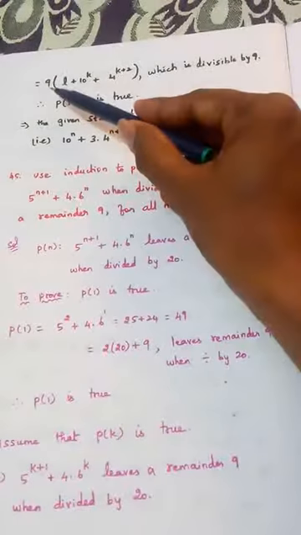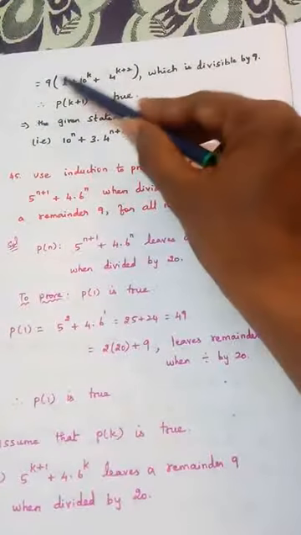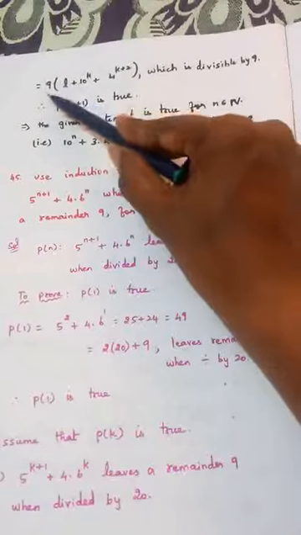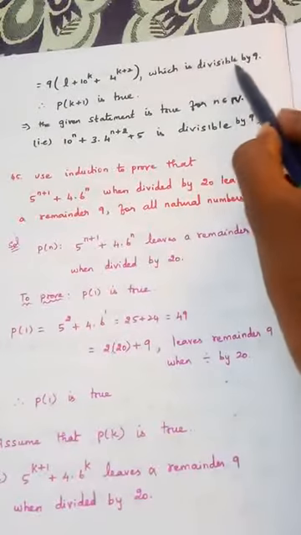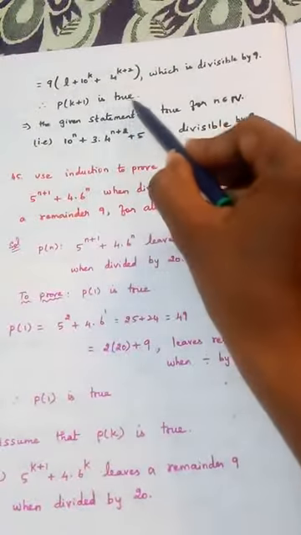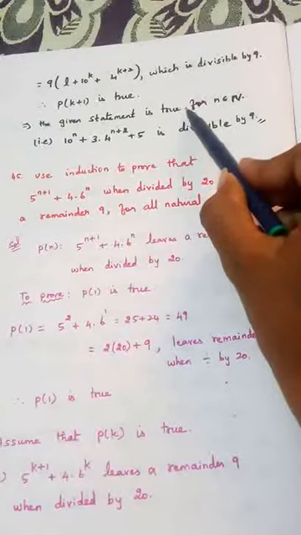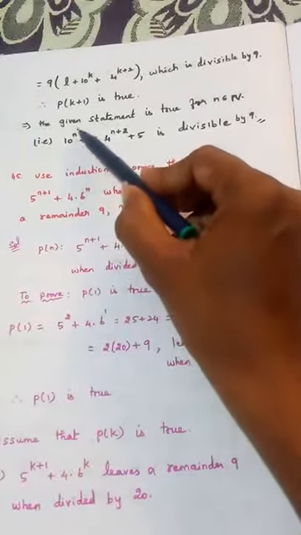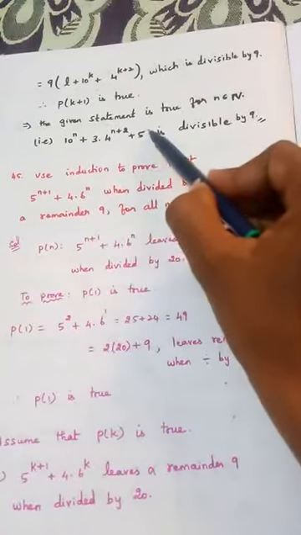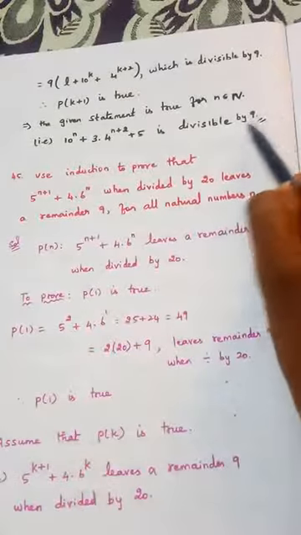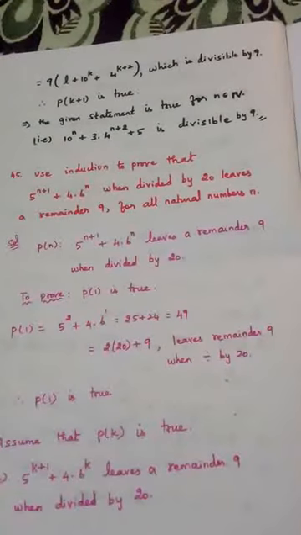So when we take 9 as common outside, this is what we get. What is the meaning? 9 into something, which means it is divisible by 9. Hence P of k plus 1 is true. Therefore the given statement is true. What is the given statement? 10 power n plus 3 into 4 power n plus 2 plus 5 is always divisible by 9. So this is how we are proving the result.